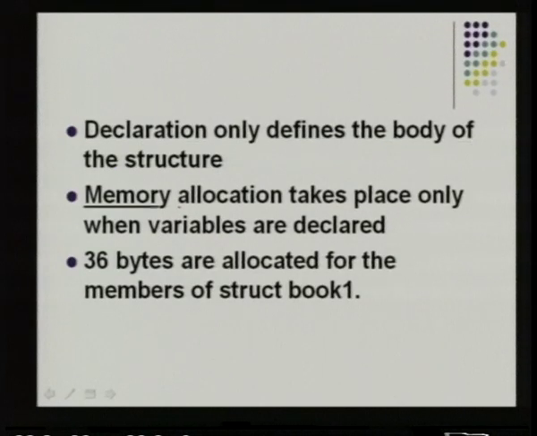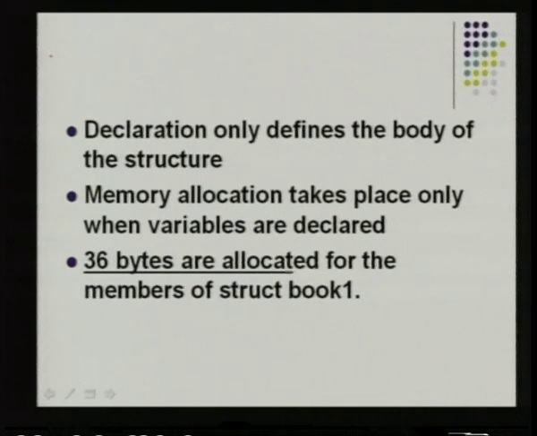The next thing is the memory allocation takes place only when the variables are declared. So, variable declaration takes place after the declaration of the body. If you see, we had a separate statement, struct tag v1, v2, v3. So, only when those variables are declared, the actual memory is allocated to it.